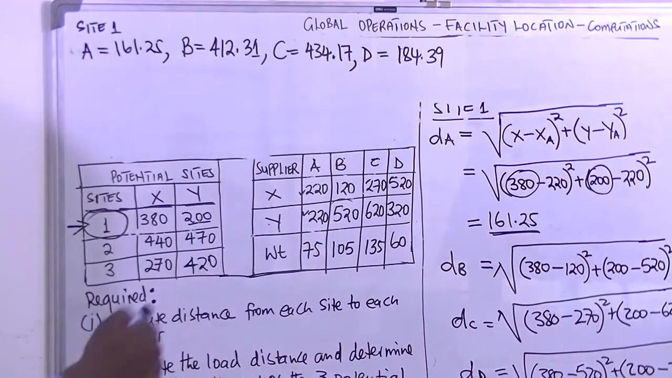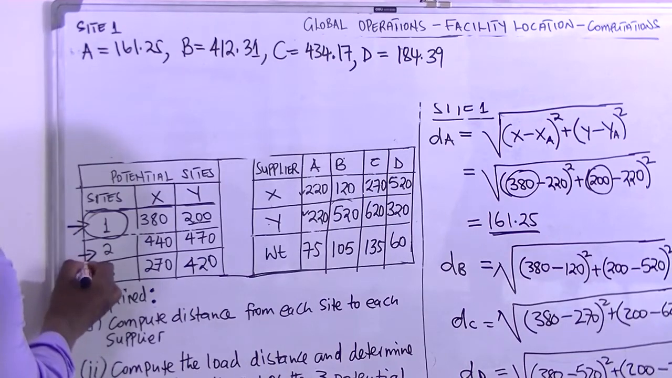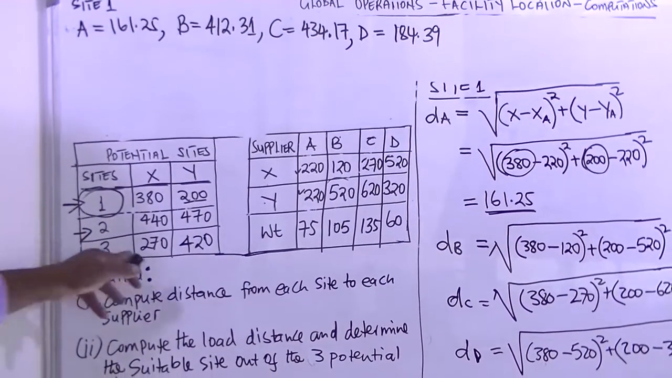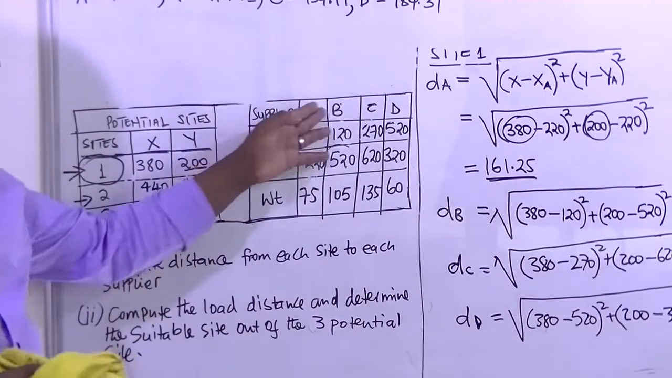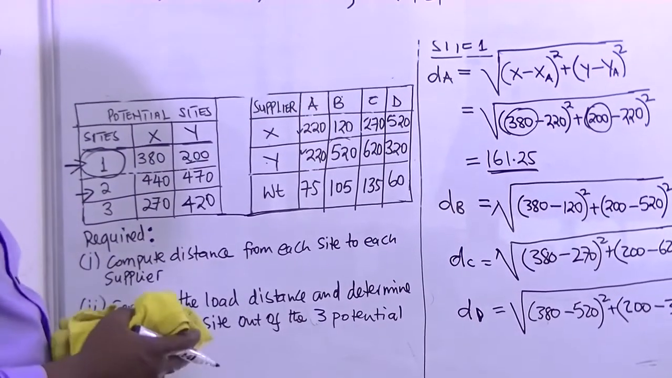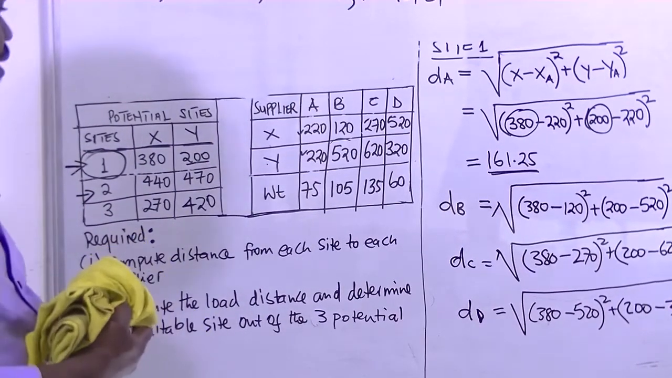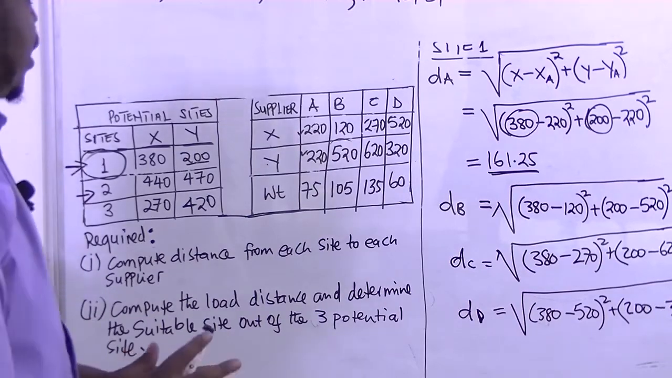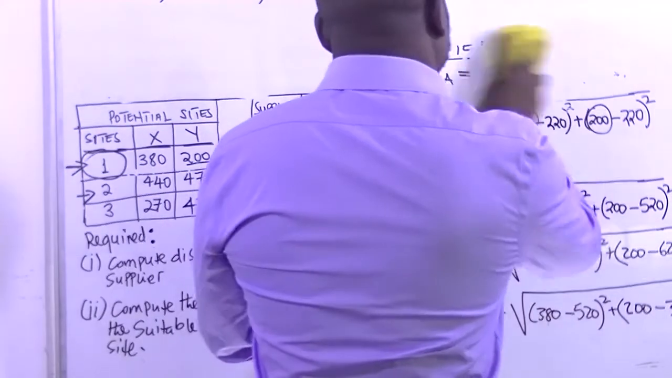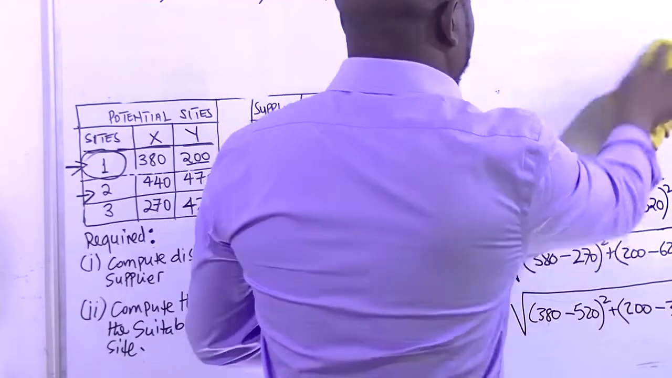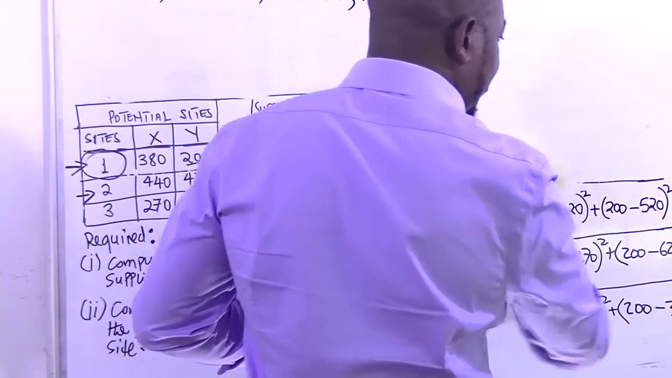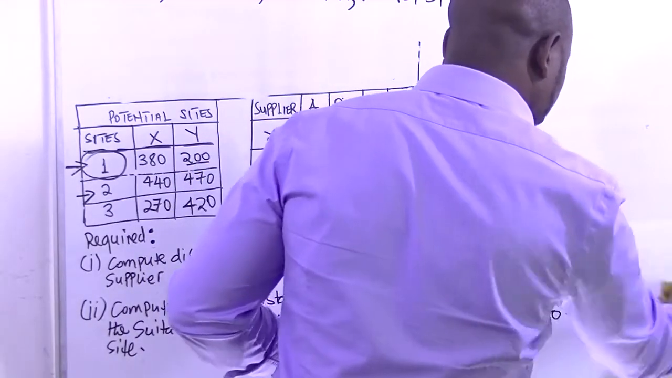All right, so I'm done with site one. Now I'm shifting my goalpost to site two. And site two as well, it will deal with all the four suppliers. Let's see how this works out. I can remove this. I've already gotten the solutions for here. We shall make reference to them later in the tutorial.